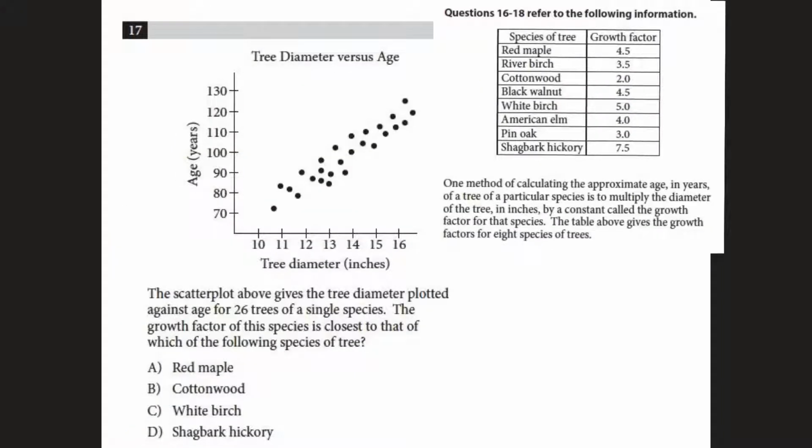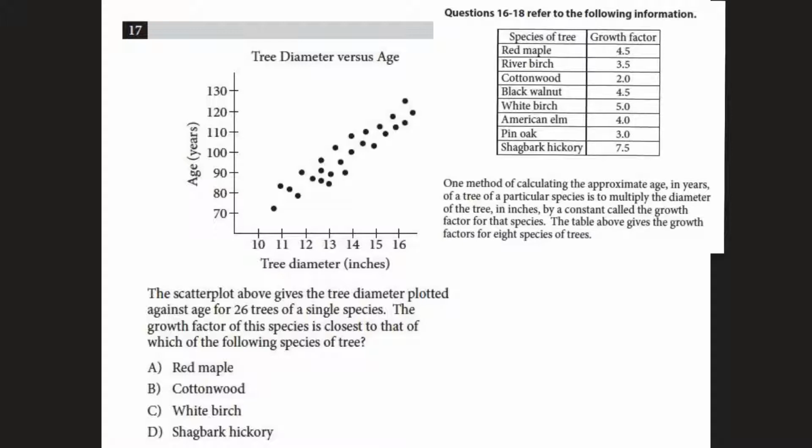Number 17. The scatter plot above gives the tree diameter plotted against age for 26 trees of a single species. The growth factor of this species is closest to that of which of the following species of tree?